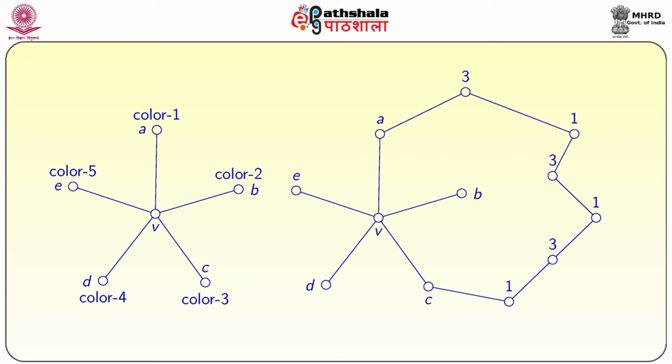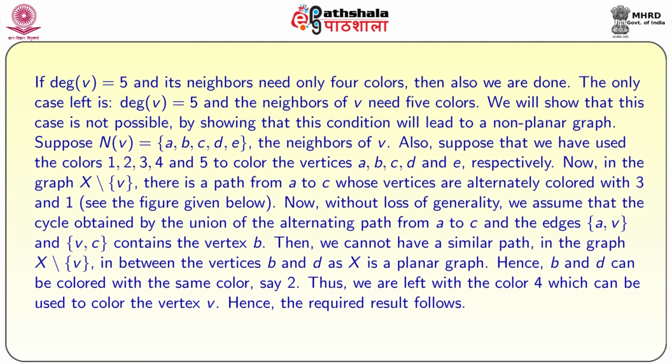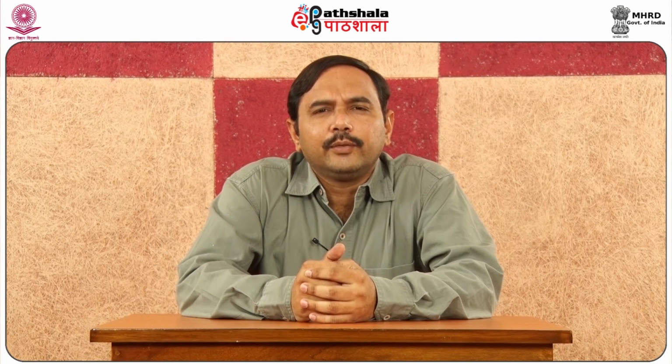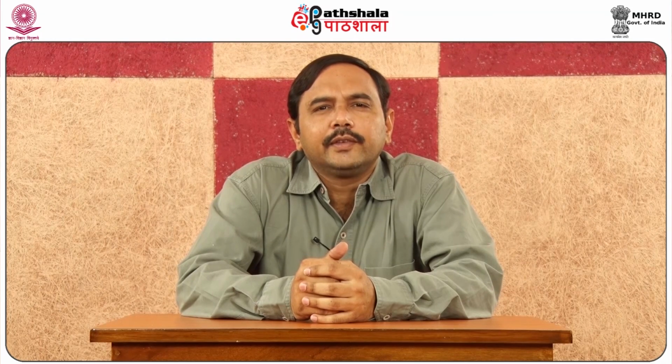If you draw that edge, there is a crossover, so it is not going to be a planar graph. So, B and D can be colored with the same color. Consequently, V can be colored with another color. Thus we are left with color 4, which can be used to color the vertex V, and hence the required result follows. It is known that every planar graph is 4 colorable, but its proof is difficult. It is believed that this is the first theorem proved by using computers. Instead, we proved that every planar graph is 5 colorable.